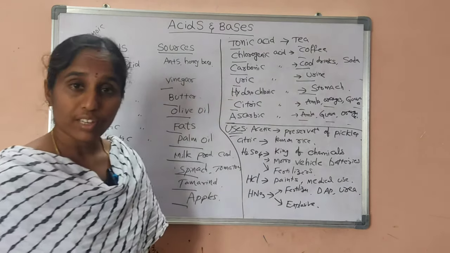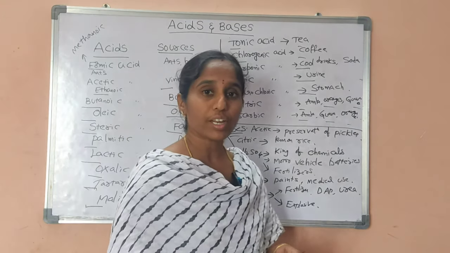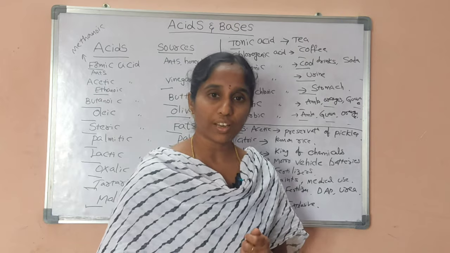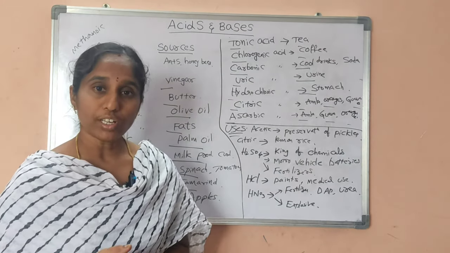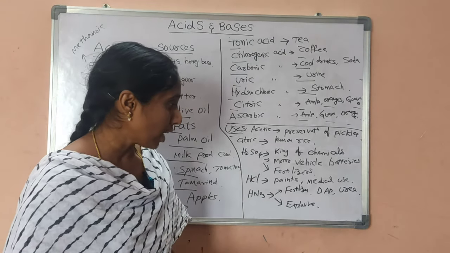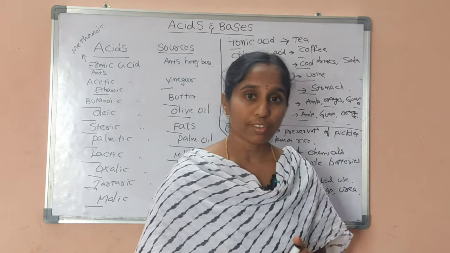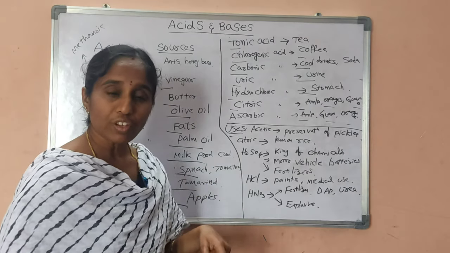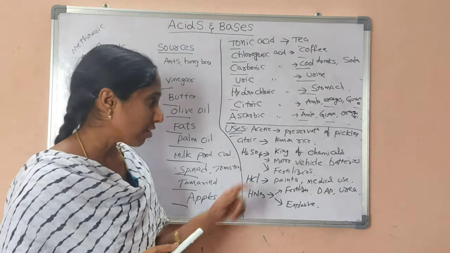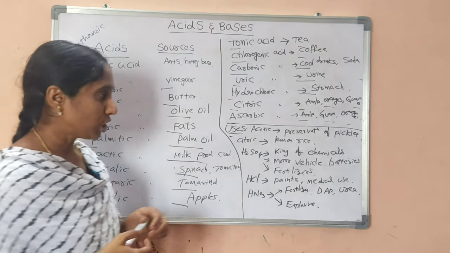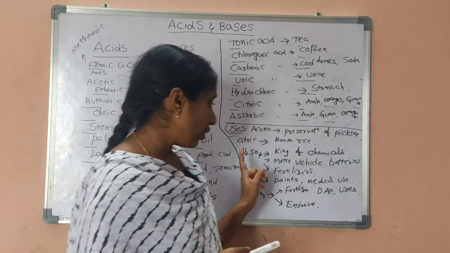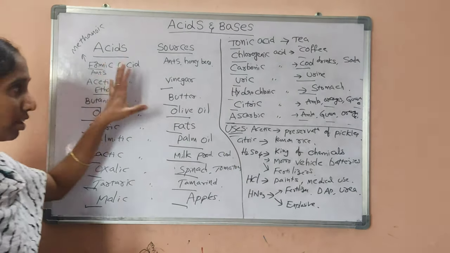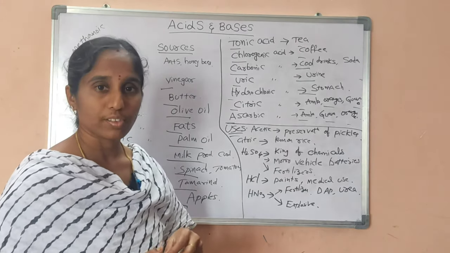Explosive. Which acid is used in the preparation of RDX and dynamite? Nitric acid. Which acid is used in the preparation of nitrogen fertilizers? Nitric acid. Which acid is used in the preparation of colors? Hydrochloric acid. Which acid is the king of chemicals? Sulfuric acid. Which acid is used in the preparation of lemon rice? Citric acid. Which acid is used in the preservation of pickles? Acetic acid or vinegar. Which acid is used in the motor vehicle batteries? Sulfuric acid. Okay. These are the uses of acids. These are the acids and their sources. This is about acids. Okay.